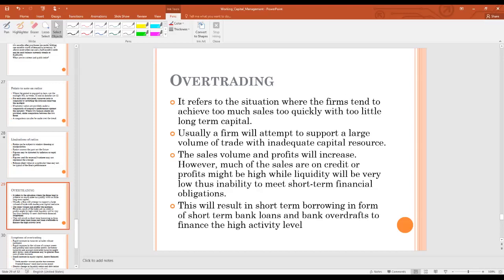You end up resorting to financing your needs using more short-term finance, as opposed to trying to match. If it is a short-term need for capital, you finance using a short-term finance source. If it's long-term, you're trying to invest in non-current assets, then finance using long-term finance sources. Clear?